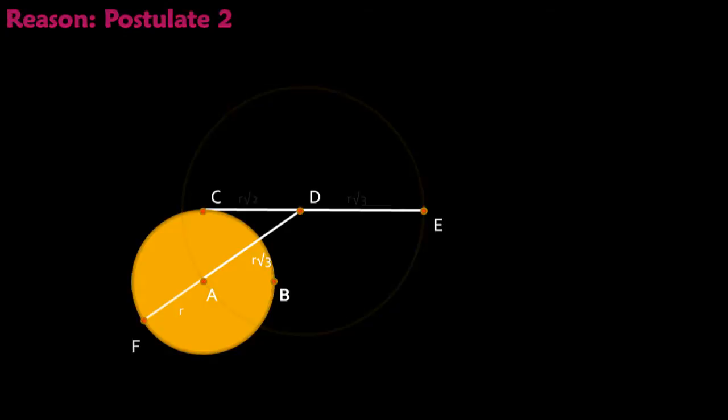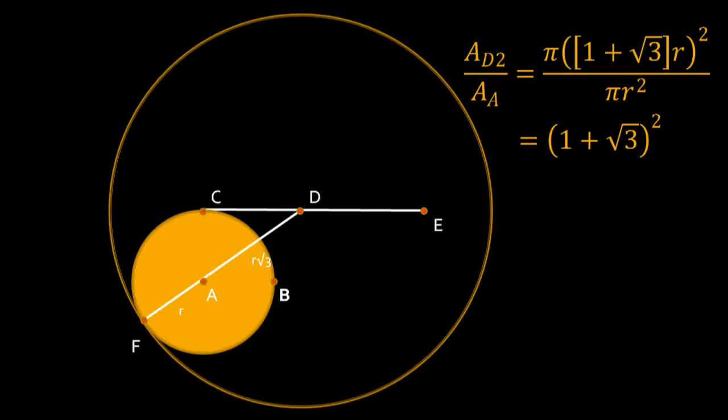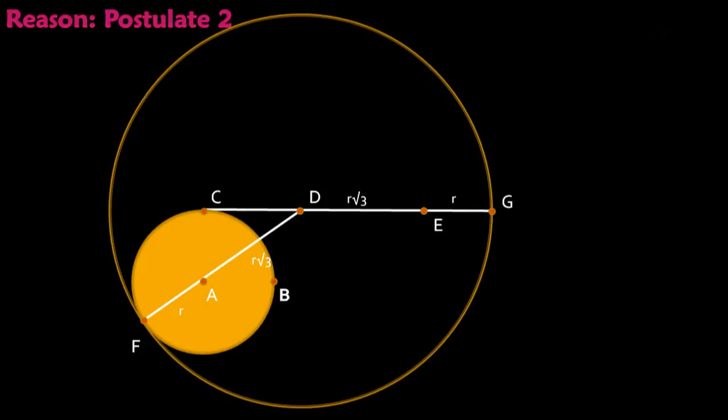Extend line segment AD so that it intersects the outside edge of the first circle at point F. Then, draw another circle centered at point D with radius DF. The radius of this circle is 1 plus the square root of 3 times R. This circle's area is (1 plus the square root of 3) squared times larger than the first circle. Extend segment DE out until it intersects the circle at point G, forming radius DG, whose length is 1 plus the square root of 3 times R.